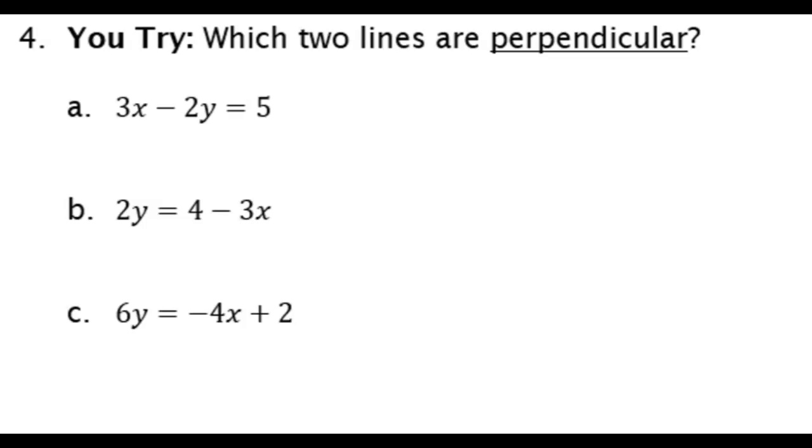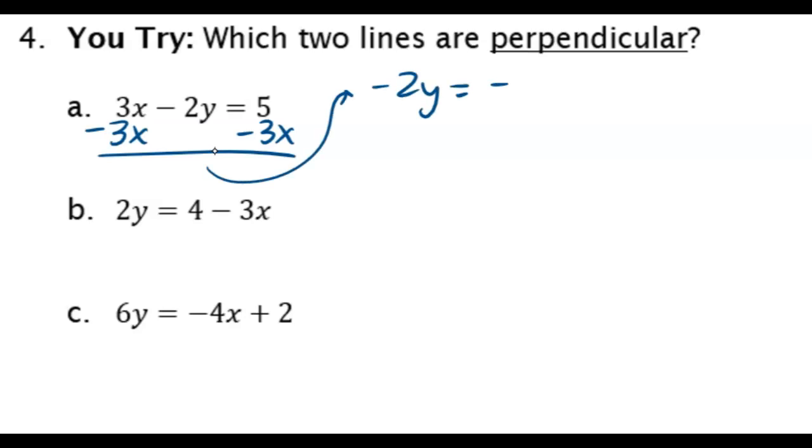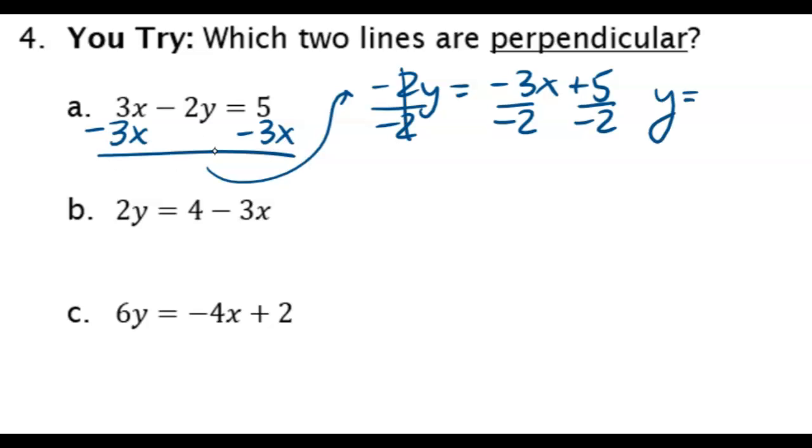So for part A, I have to do a little bit of work here. I have to subtract the x term from both sides, and I'm going to do my work up here. That leaves me with negative 2y equals negative 3x plus 5. If I divide everything by negative 2, I get y equals, and I'm just going to leave it as fractions, 3 over 2, so that turns positive because negative 3 and negative 2 are both negatives, and then it would be minus 5 over 2. So the slope here would be 3 over 2.